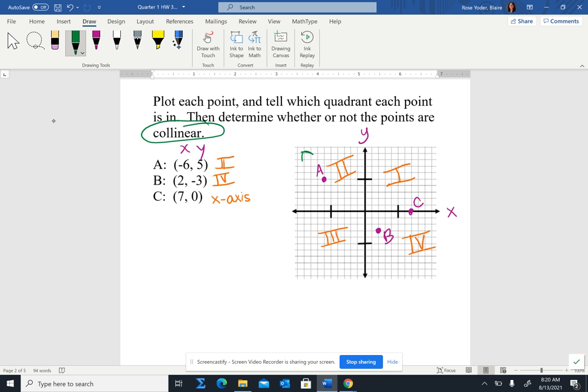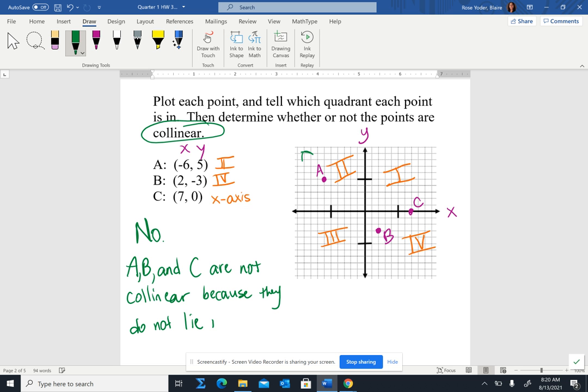And in this one, I'm going to say no, and I can say A, B, and C are not collinear. If I had to explain my answer, I would say something like, because they do not lie in a line. So that would be a good explanation for that one.